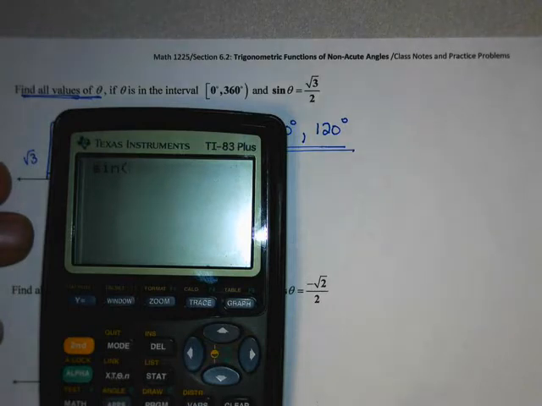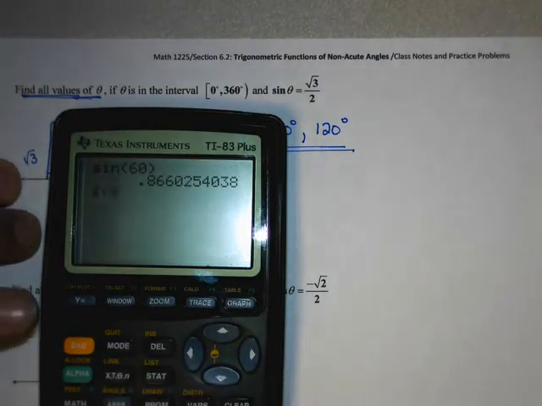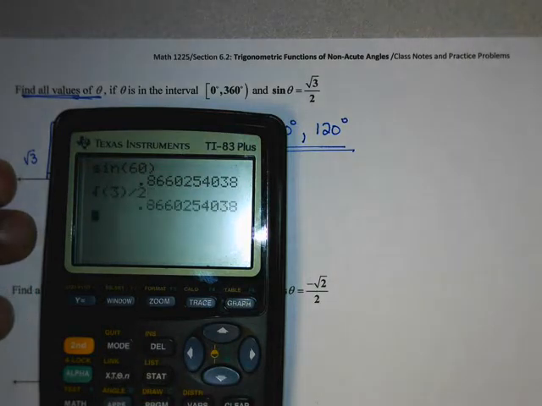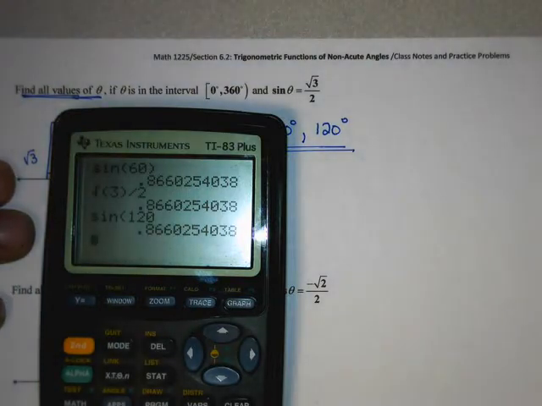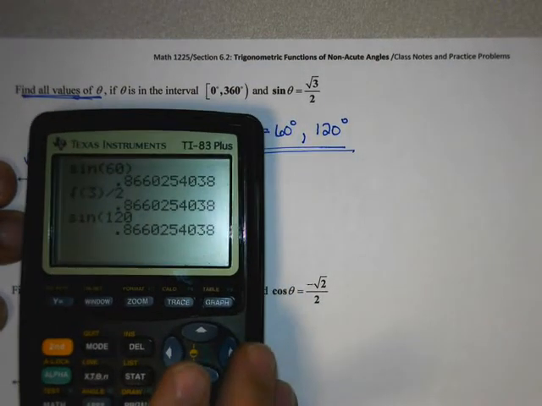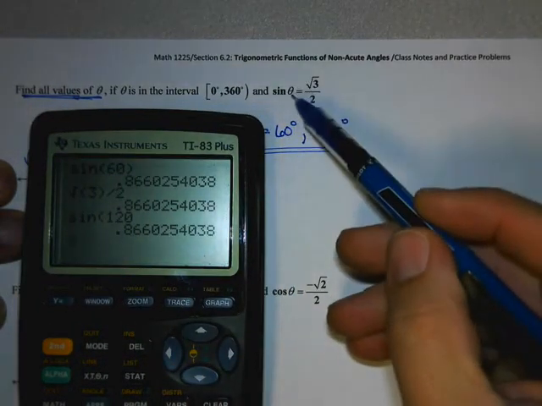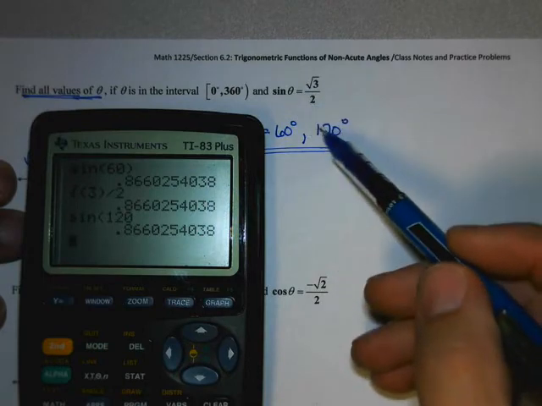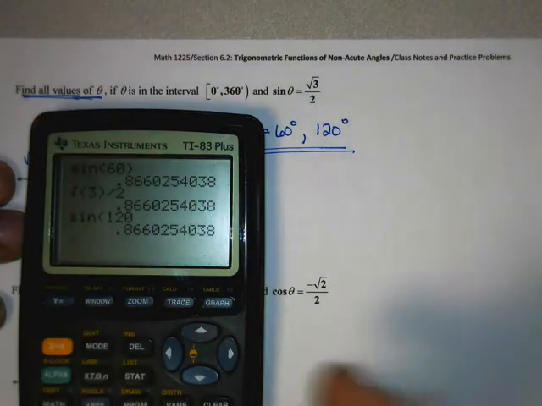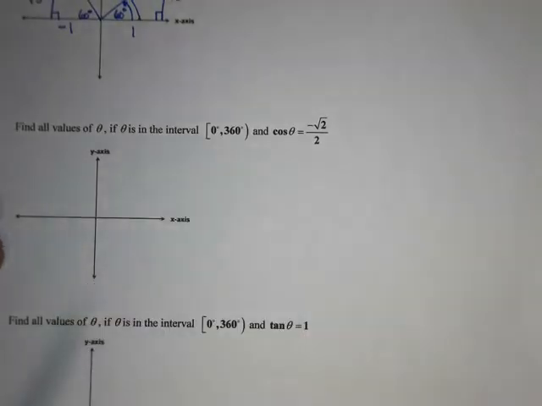So the sine of 60 degrees is the square root of 3 divided by 2, and the sine of 120 degrees... What do you notice about all those? The sine of 60, square root of 3 over 2, and the sine of 120, they're all the same value. So when you're solving these, you can check them on your calculator.